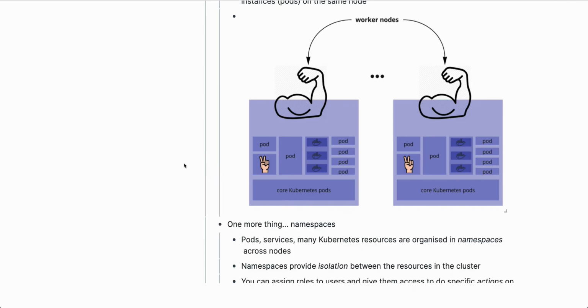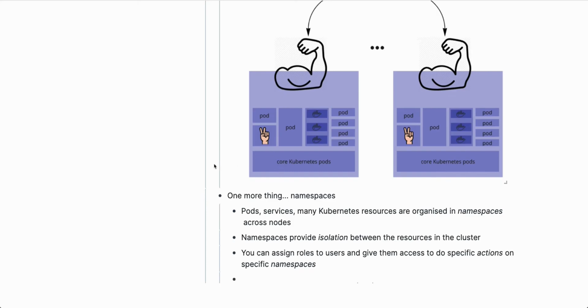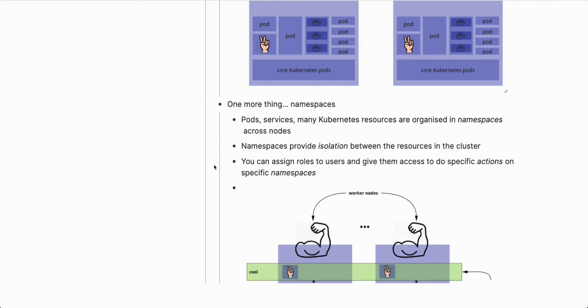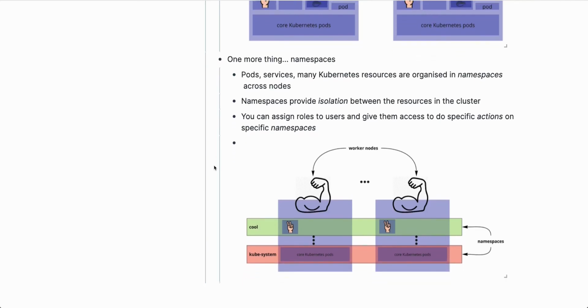And before I close this explanation, one of the other things I wanted to mention are the namespaces. So there is another dimension to how the services are being deployed. The pods, or the instances, are not just spread over nodes, but they're also grouped into namespaces. And it's not just pods. Many Kubernetes resources are organized in namespaces. And the namespaces provide basically an isolation between the resources in the cluster. It allows us to assign roles to the users connecting to the cluster and to give them access to do specific actions on specific namespaces.